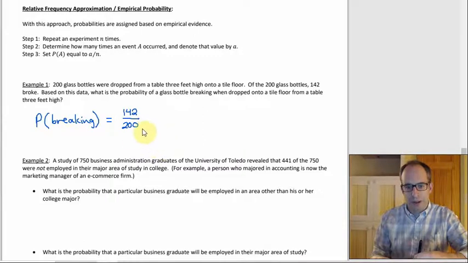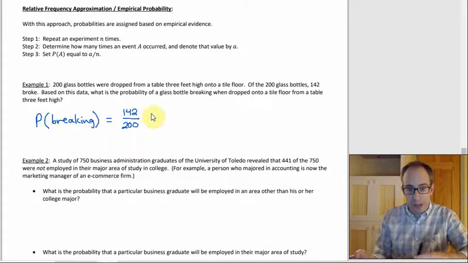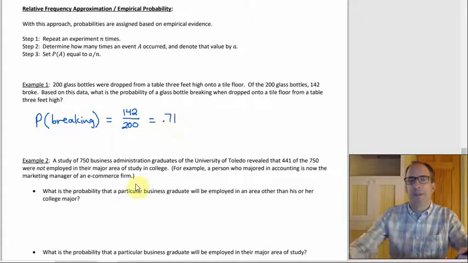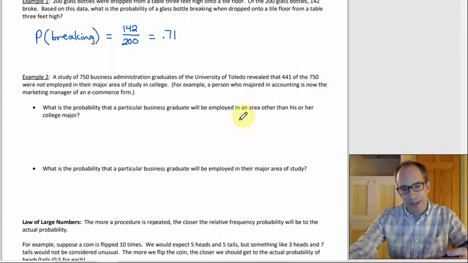And you say, okay, well then we got our 200, our number of repetitions, and we got the event to occur 142 times. So 142 divided by 200, which is 0.71. That's going to be our empirical probability here. All right, maybe for one with numbers where the division isn't quite as smooth.